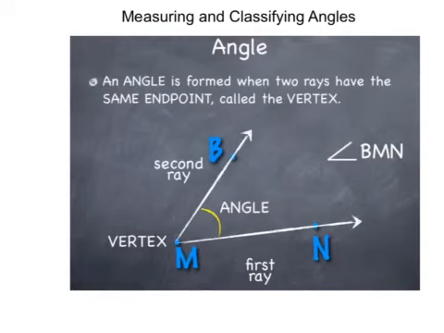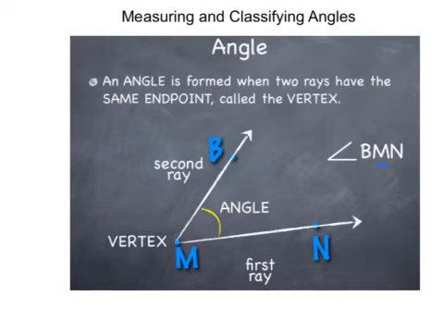So let's start first with what an angle is, and you should know the definition already since you have done your vocabulary lesson first. But let's just review. An angle is formed when two rays have the same endpoint called the vertex. So if you take a look down here, we have angle BMN. Notice that M, the middle letter, is your vertex. That's how you write it.